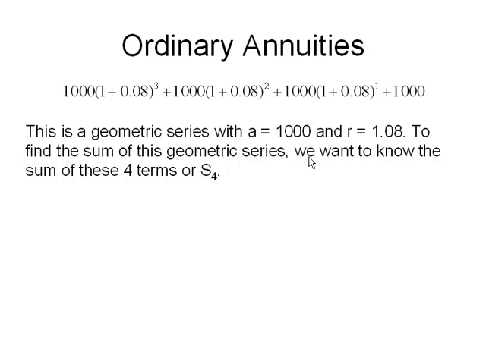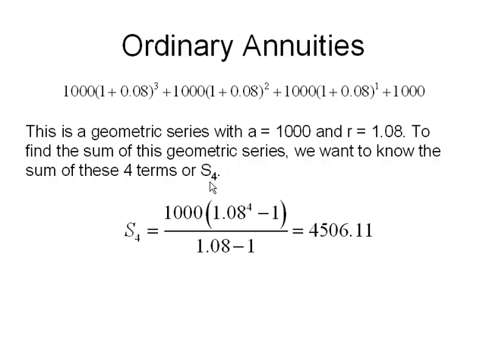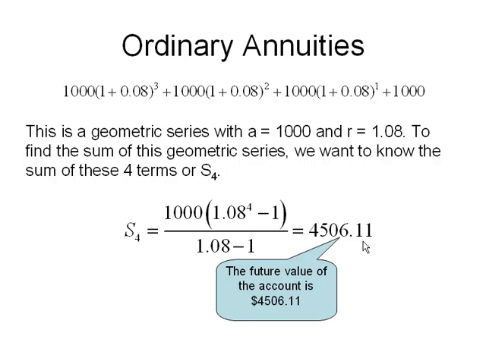To find the sum of this geometric series, we want the sum of the first 4 terms, S sub 4. I'm going to take that sum formula that I had before and put in a equal to 1,000, r equal to 1.08, and n equals 4, and work out this fraction. When I do that, I get that on deposit at the end of 4 years, I'll have $4,506.11. So the future value of this account is $4,506.11.